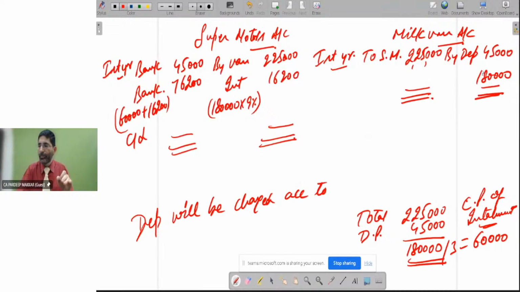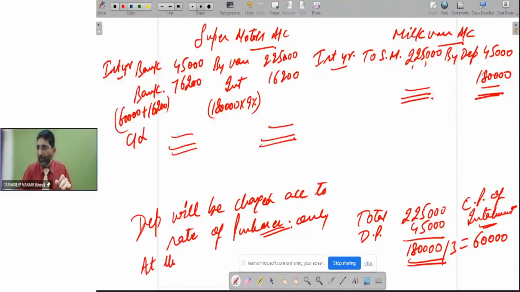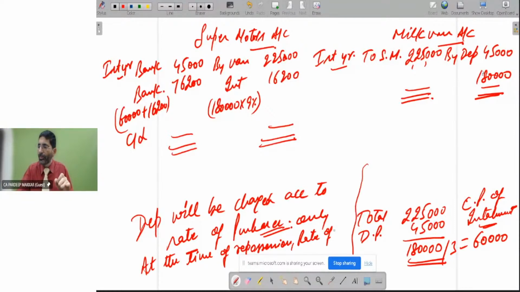according to rate of purchaser. At the time of repossession, rate of vendor will be used.